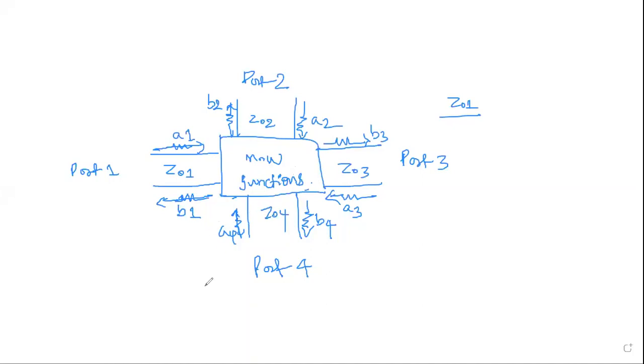How many combinations? There are a total of 16 combinations which will be coming. So you will be applying for this. If you apply at one port, you are getting a total of how much? One from this, one from this, one from this, one from this. So 4. Again, for port 2, if you apply, there are 3 ports coming.